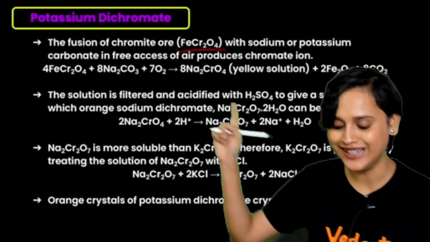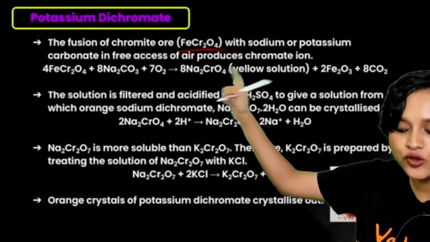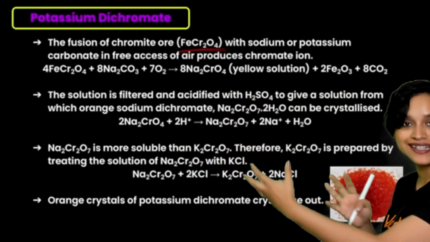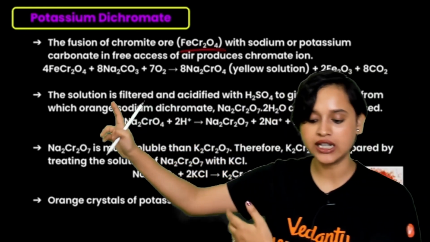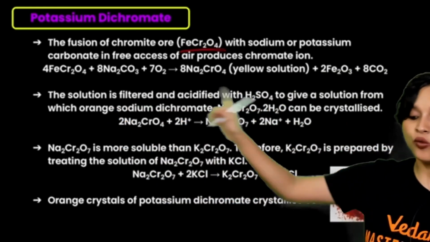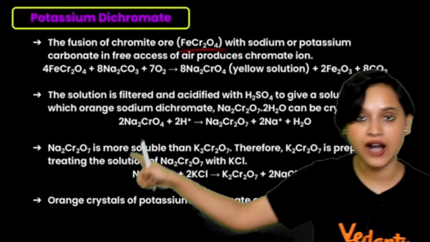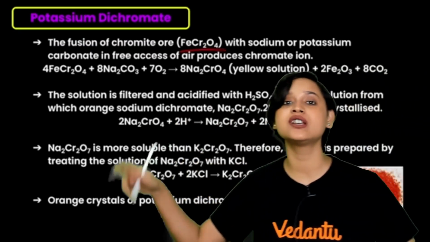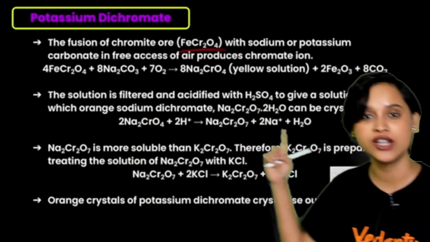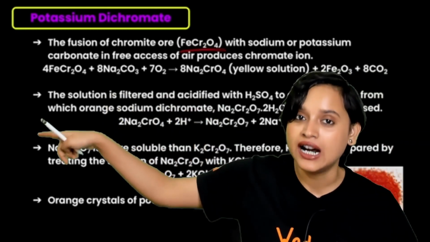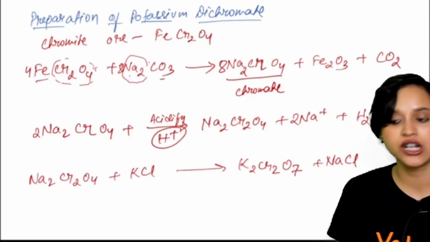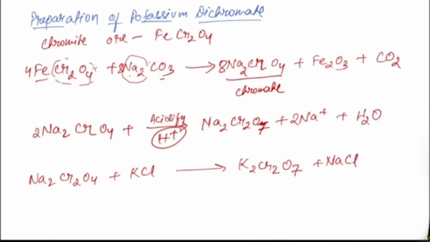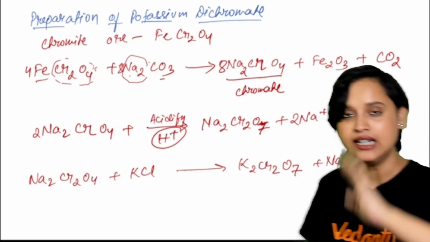Now check out what is written here: the fusion of chromite ore with sodium or potassium carbonate in free access of air gives sodium chromate. Once you get sodium chromate, you acidify it and get sodium dichromate. Then you just add a potassium salt so that the sodium salt goes outside and potassium attaches itself to the dichromate, giving potassium dichromate. Is this clear, my dear students?